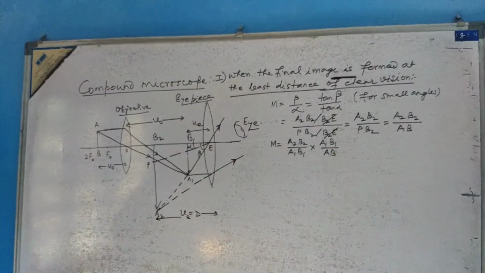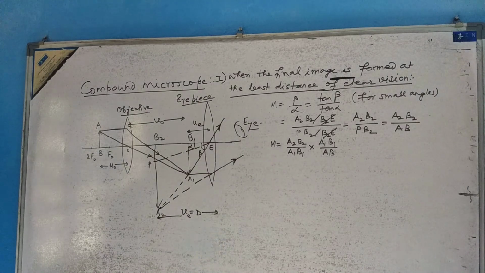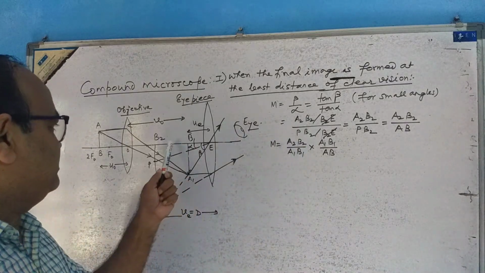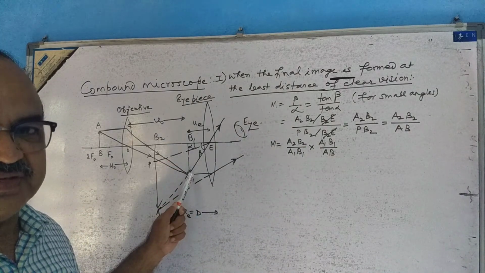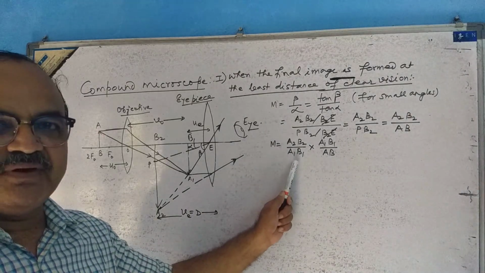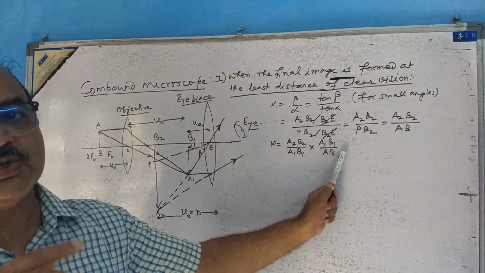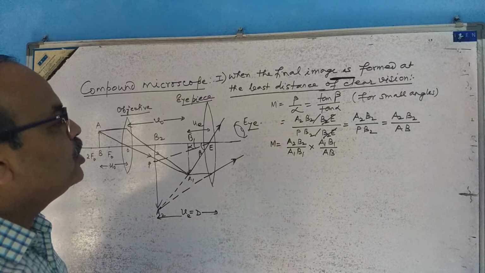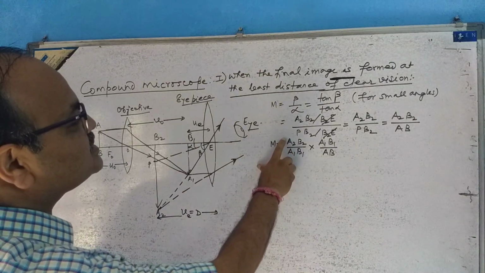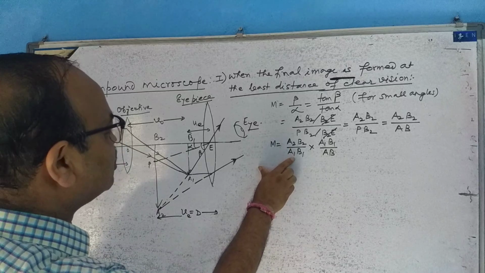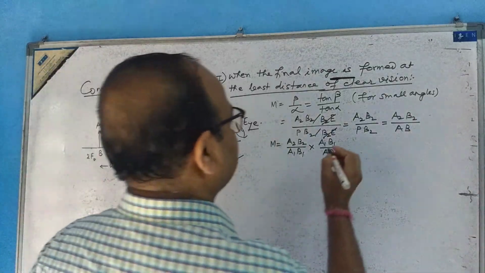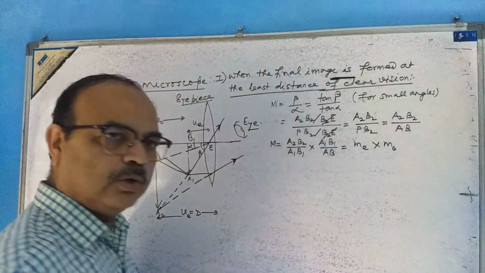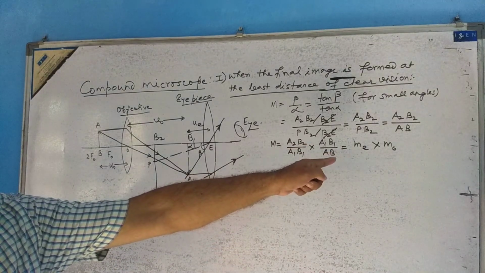Look, simple mathematics. What I have done mathematically: A2B2 by A1B1, I have divided it by A1B1. A1B1 is the size of this first image. So I have divided it by A1B1, and I have multiplied it by A1B1 also, the same factor. Then it is cancelled. So ultimately what I am getting is the size of the image by the size of the object for the eyepiece. That's why it can be written as ME into MO. Look, these are the linear magnifications.